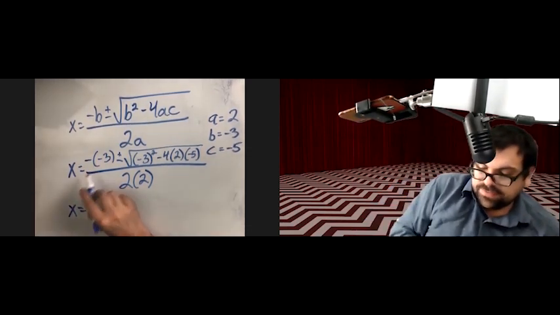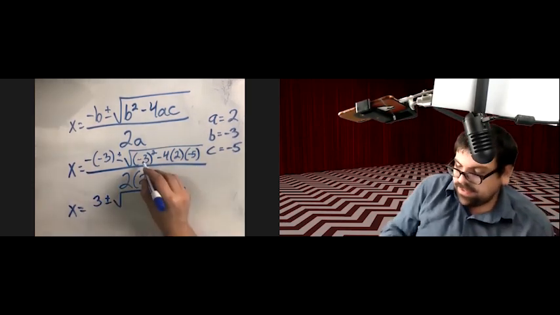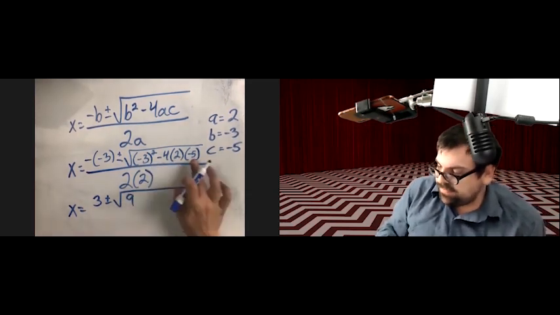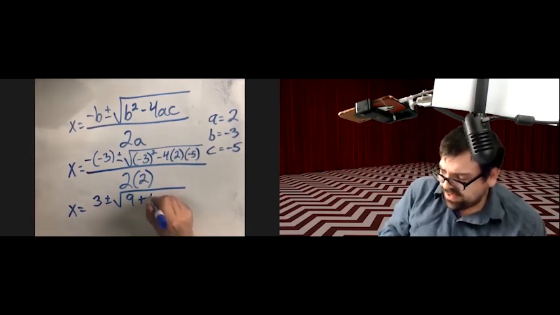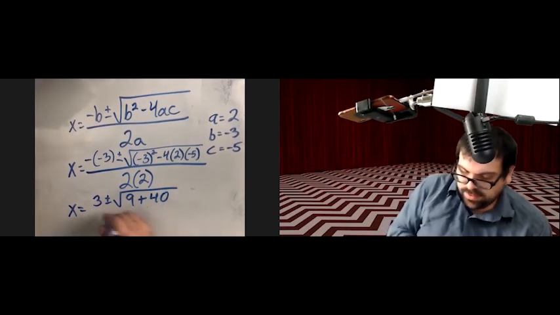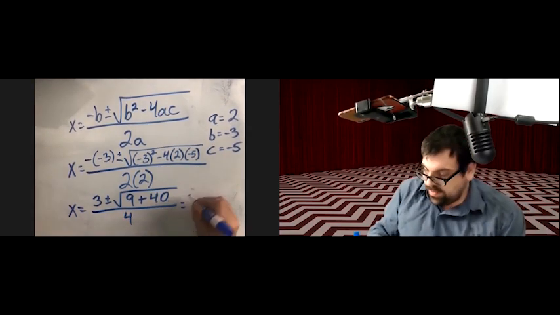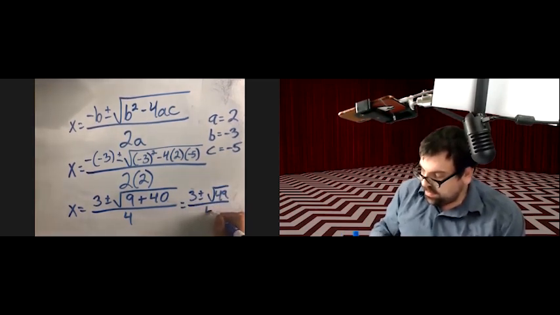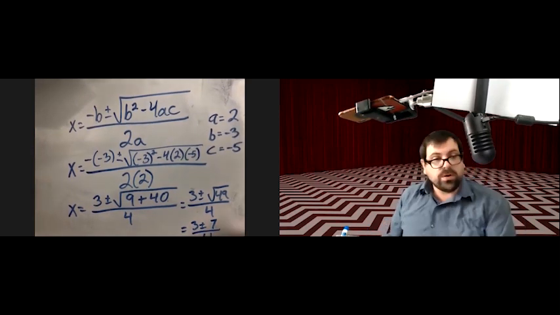X equals the opposite of -3 is +3. Plus or minus -3 squared is +9. Negative times negative is going to be positive. 4 times 2 is 8 times 5 is 40. All over 2 times 2 is 4. This is 3 plus or minus the square root of 49, all over 4. That is 3 plus or minus 7 all over 4.